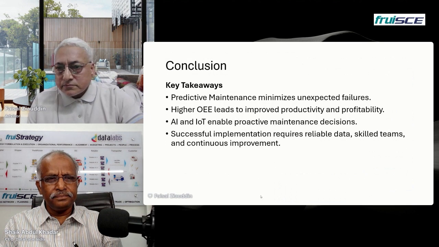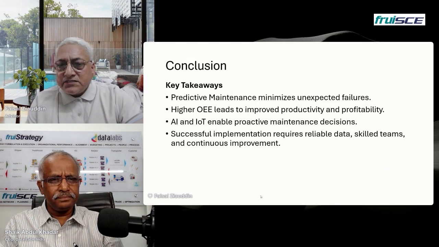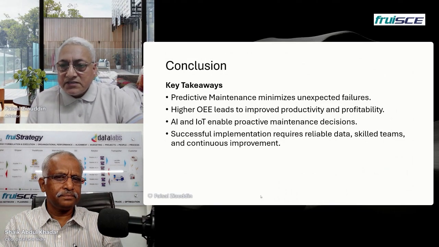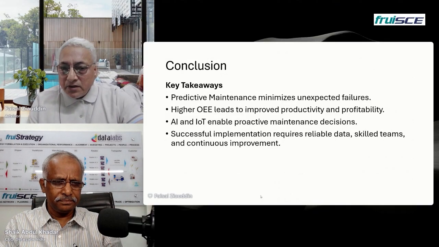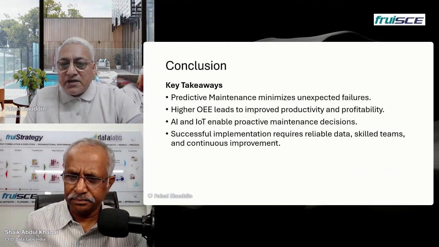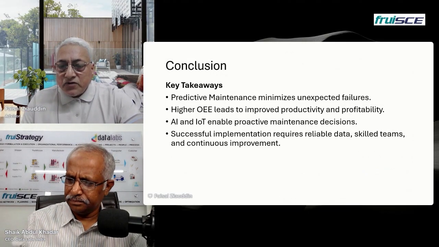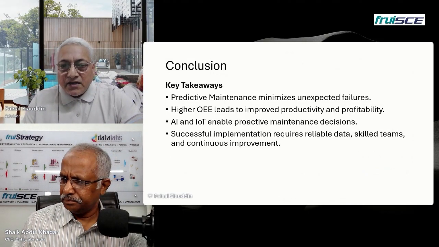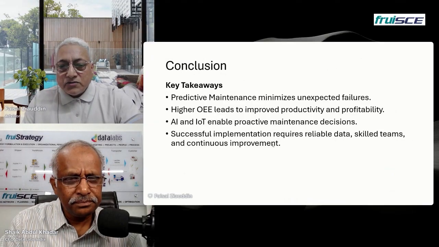Conclusion: predictive maintenance minimizes unexpected failures. Higher OEE leads to improved productivity and profitability. AI and IoT enable proactive maintenance decisions. Successful implementation requires reliable data, expertise, and continuous improvement.